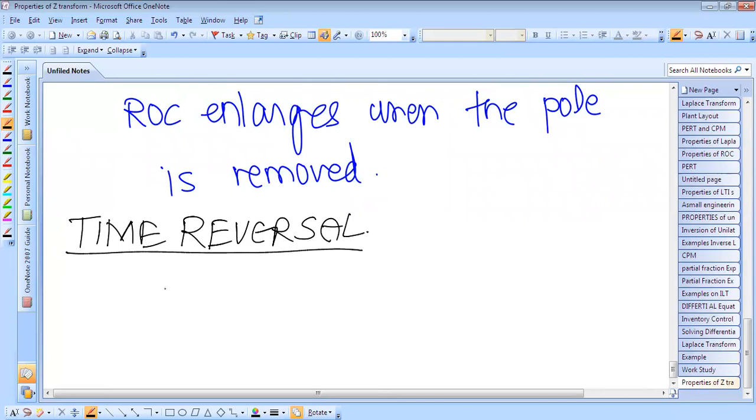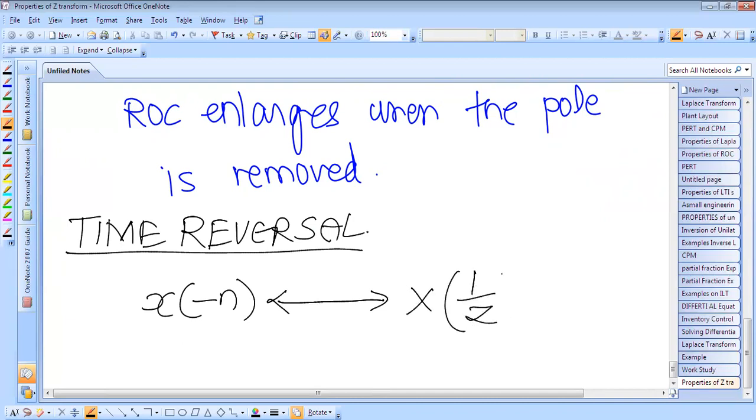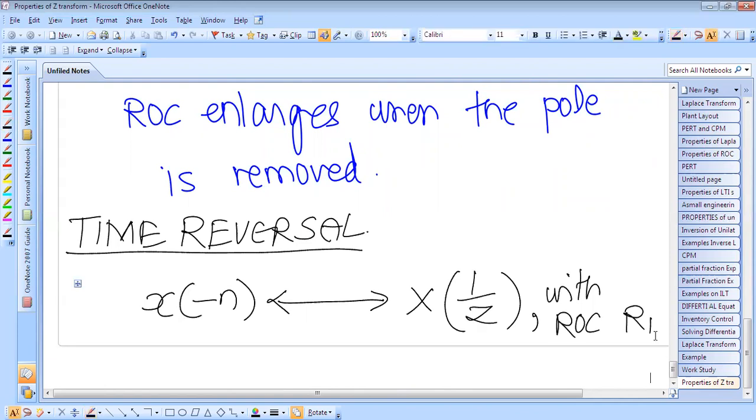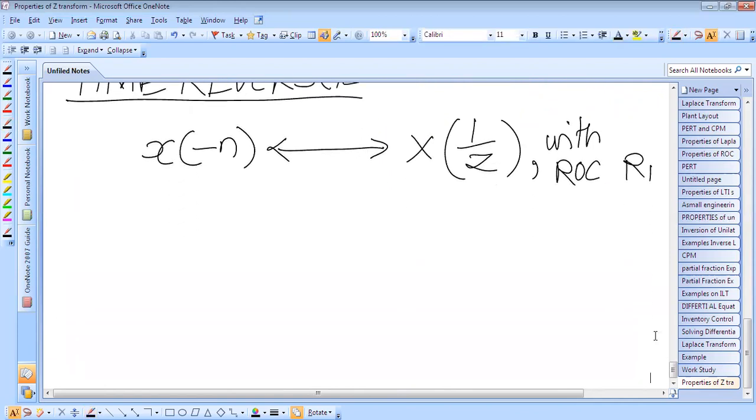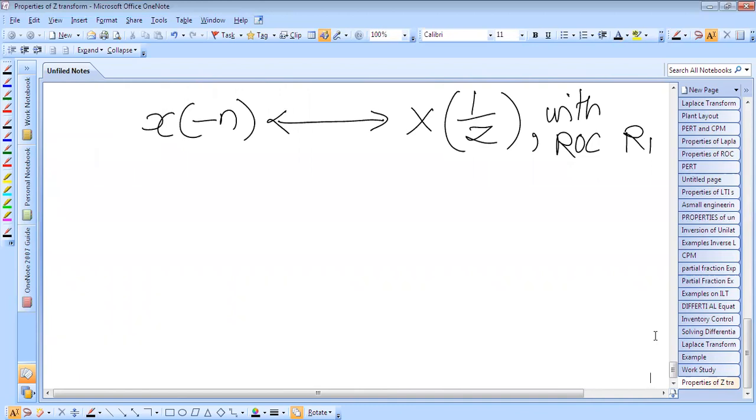Next is the time reversal property. This can be denoted by x of minus n. The z transform of this is X of 1 over z with ROC 1 over R1. Therefore, the time reversal, or we can say reflection, corresponds to replacing z by z raised to power minus 1.